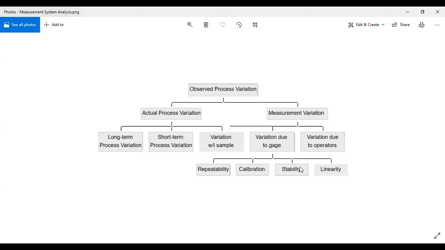And linearity is again very similar to calibration. For example, if you're trying to measure 2 different sizes of a part number, or 2 different kinds of part numbers, and the gauge is unable to give us the same amount of accuracy in the results. So all these put together is called the gauge variation. Right, now let me show you a little more detail.